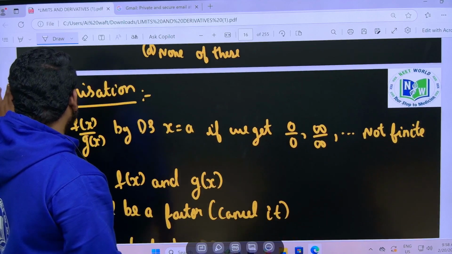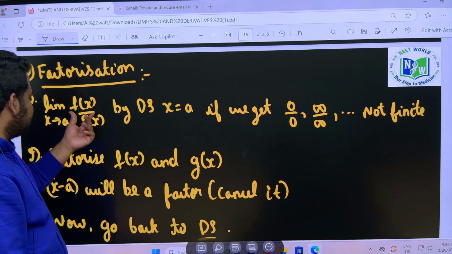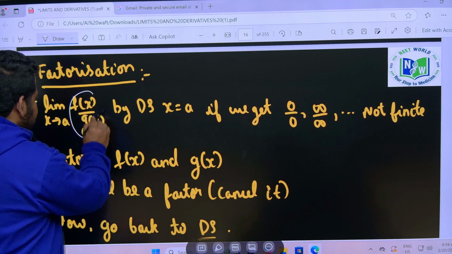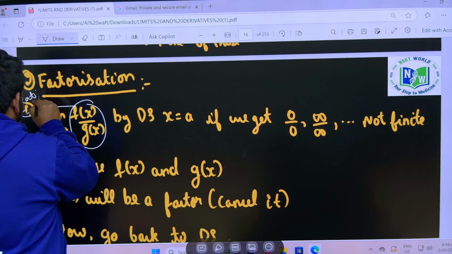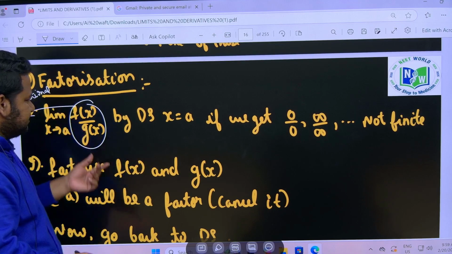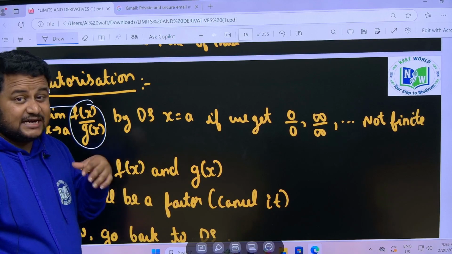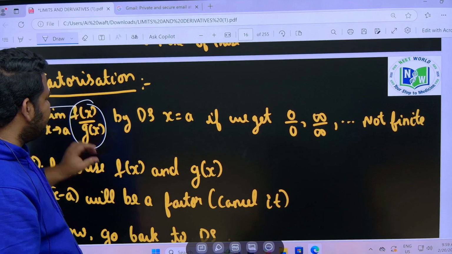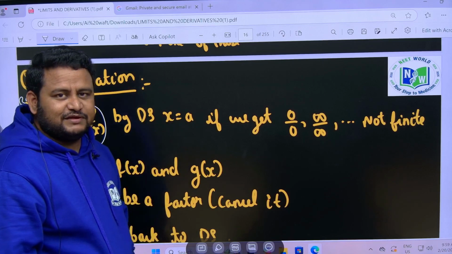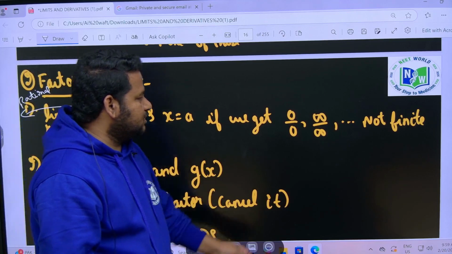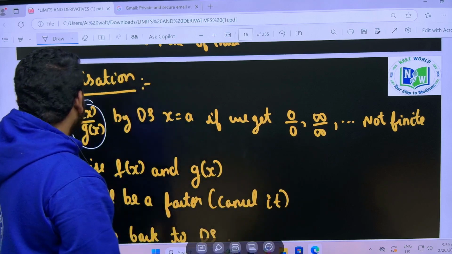Next one is based on factorization. When will we do factorization? Suppose the limit is f of x by g of x, that is, of rational form. By direct substitution, if you put x is equal to a and we get an indeterminate form like 0 by 0, infinity by infinity, or we don't get a finite value, then we will go for the factorization method.